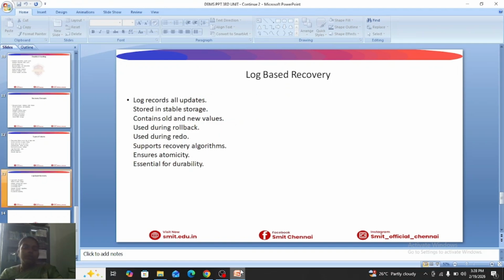Then moving on to log-based recovery. Log records of updates are stored in stable storage. They contain old and new values, used during rollback and also during redo. It supports recovery algorithms, ensures atomicity, and is essential for durability.